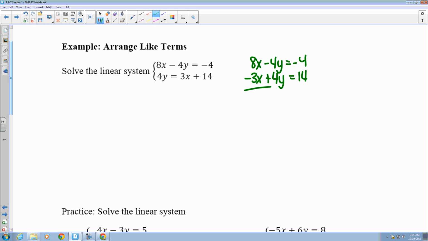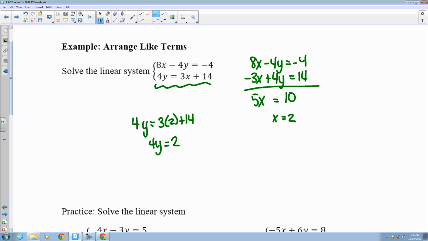Okay, when I have everything lined up, we can see that the y's have the opposite coefficient, so we can just add down right now. 5x equals 10. X equals 2, and then plug that into anything. Now, I'm probably going to plug it into the original right here, actually, since it's almost already solved for y. 4y equals 3 times 2 plus 14. 4y equals 20. Y is 5. Our answer is (2, 5).